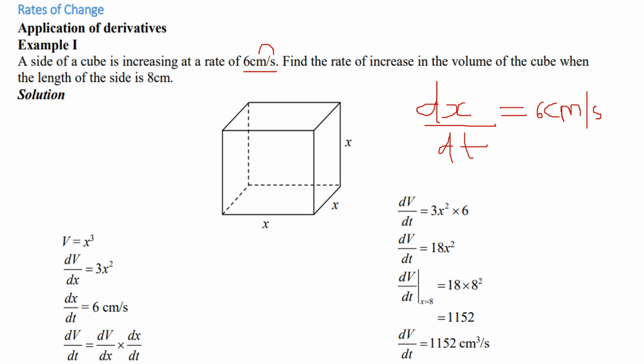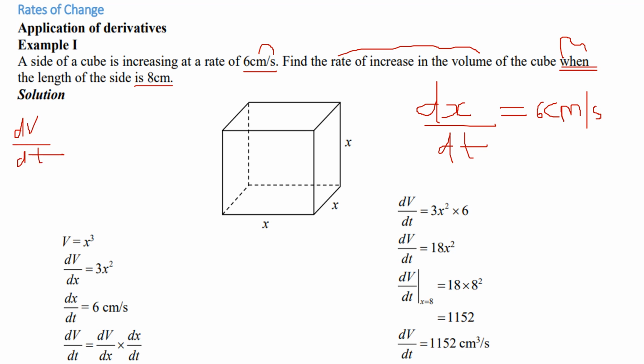Now the question is, find the rate of increase in the volume when the length of the side is 8 centimeters. If I tell you the word "when", you are supposed to bring in everything that is joined to this word later, after calculating for what is being required. So what is required, what we pick in the question, is what they want. And here they want the rate of increase of volume. That means that they want dV/dt.